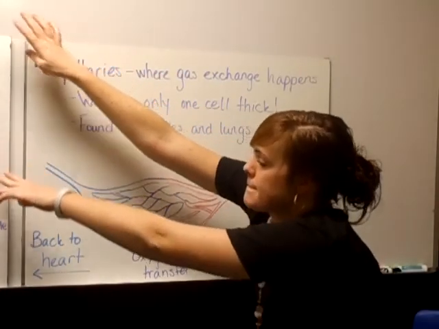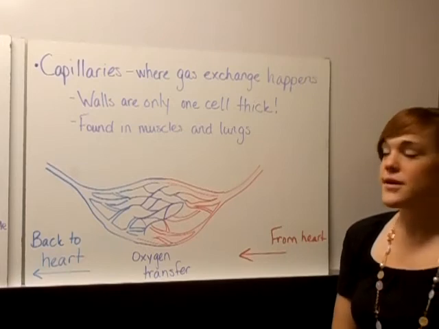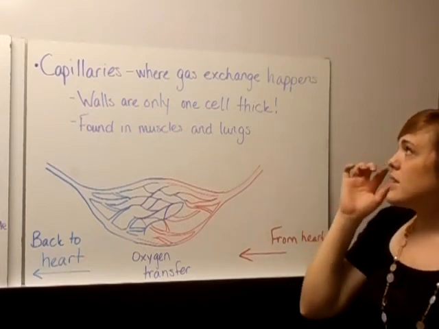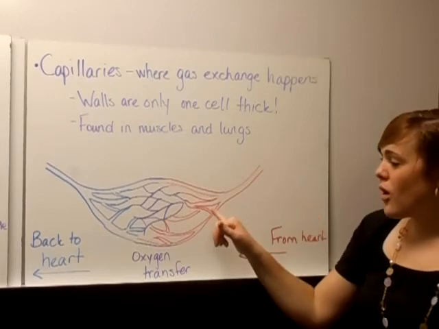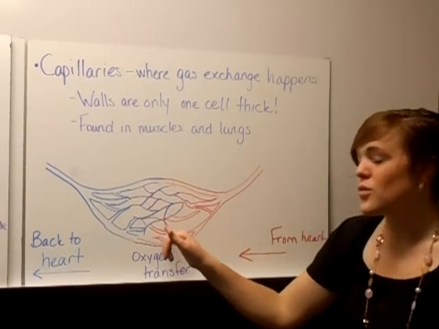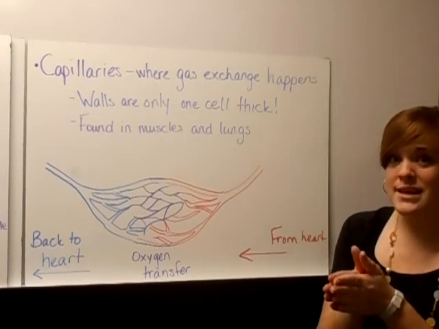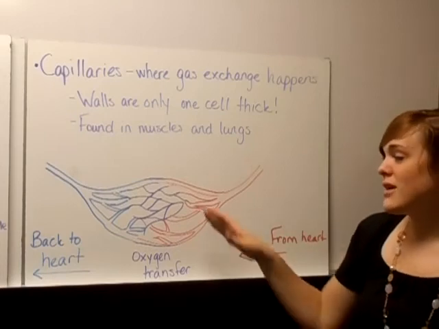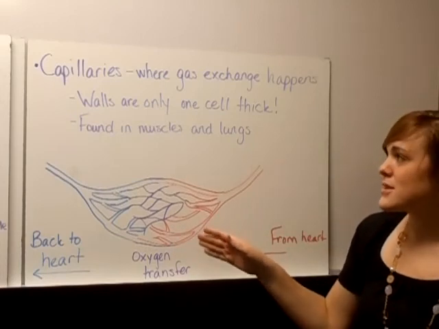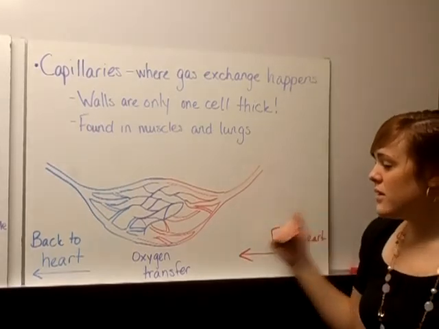And your last vocab word is a capillary. And capillaries are where gas exchange happens. The walls in here, these are capillaries in the middle. The walls are only 1 cell thick, which is crazy, crazy thin. Just one microscopic cell. You cannot see the walls of capillaries without a microscope. They're found in your muscles and in your lungs, and it's where they exchange.